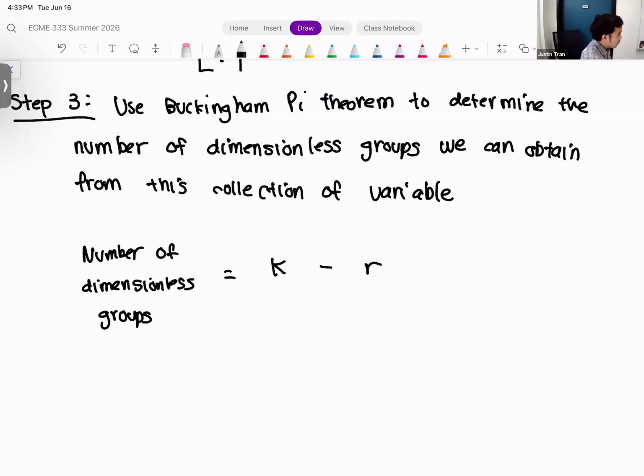That's it. But of course the question is, what is K? What is R? So K is very simple. K is just the total number of variables that you're considering. And so for our example here, we have 5 variables, or our K is going to equal 5. Meanwhile, R here is the number of unique dimensions that are represented by your variables.